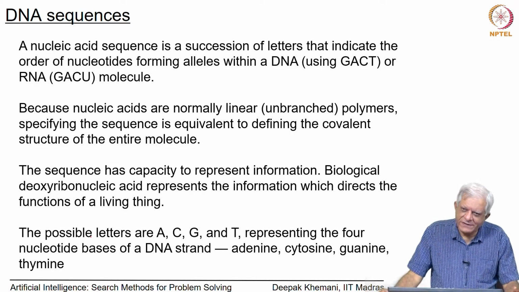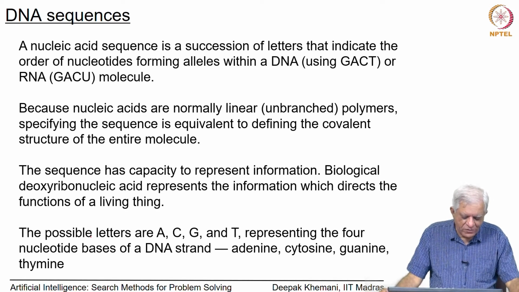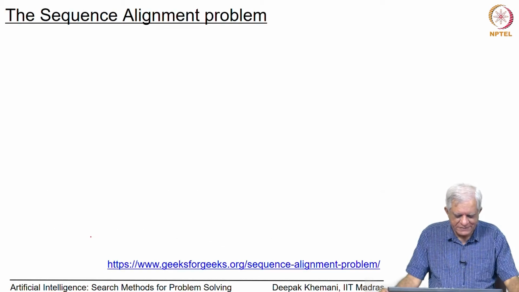The letters that we are interested in are A, C, G, T, which stand for adenine, cytosine, guanine and thymine, and we will just henceforth refer to them as A, C, G, T. What we are talking about with DNA strands are sequences of letters using these 4 characters A, C, G, T, which are nucleotide bases essentially.